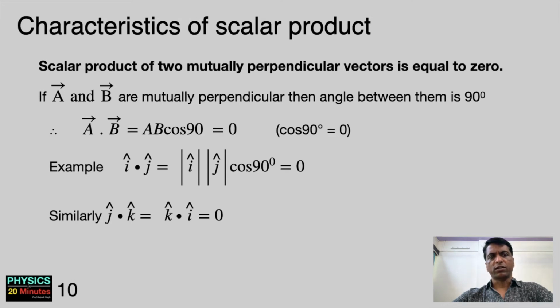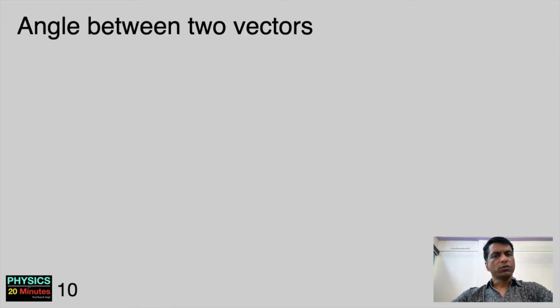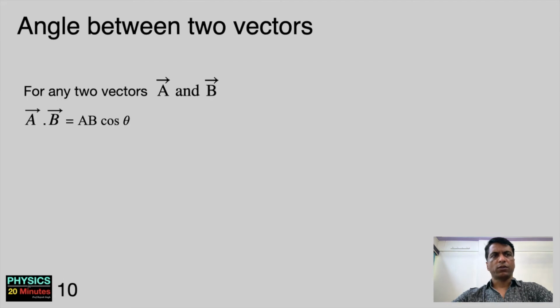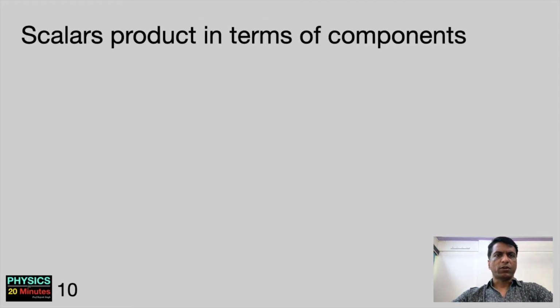So i dot j is equal to j dot k is equal to k dot i is equal to 0. We can use dot product to find the angle between two vectors. If you have two vectors, then the scalar product between them is given as a dot b is equal to ab cos theta. Therefore cos theta is equal to a dot b upon magnitude of a into magnitude of b. How do we write scalar product in terms of the components?